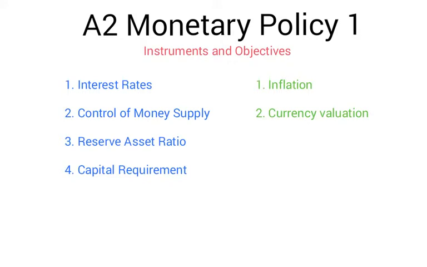I'm going to go through each of those in a little bit more detail, but then we'll move on to the objectives. The key monetary policy objectives, generally, it's either to deal with inflation or it's to maintain the value of the currency. So I thought the best way to consider this would be to consider how these things have evolved in the UK in the last 40 years or so.